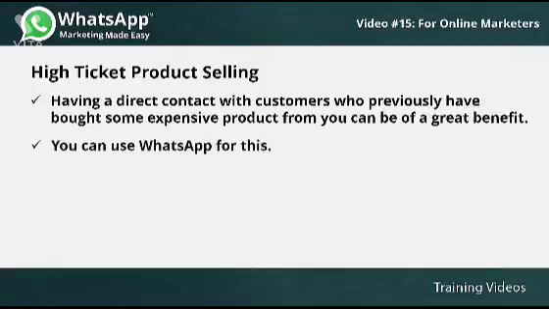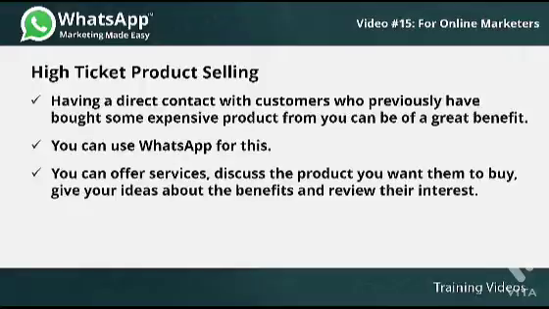Via email, you can ask for their personal numbers or provide your own. Then, select several clients which have bought an expensive product from you in the past. This way, you can create a group with personal numbers, talk to them directly, instantly, and conveniently. In this group, you can offer services, discuss the product you want them to buy, give your ideas about the benefits they would receive when purchasing this new product, and review their interest.